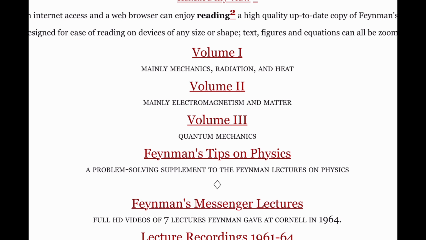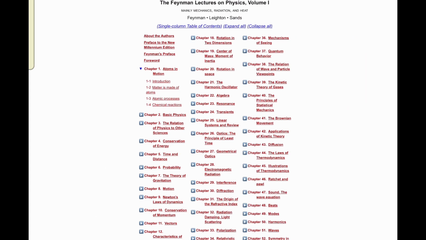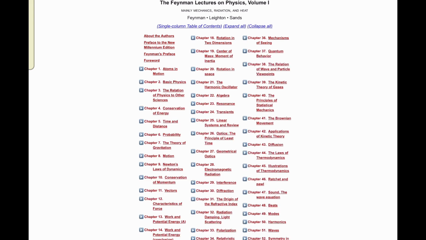So volume 1 has a whole section on mechanics, radiation, and heat. Volume 2 is electromagnetism and some points on matter. And volume 3 is all of quantum mechanics. So let's open up just one of these to take a look. I'm going to click on volume 1. And if you click expand all, collapse all, you can see all the little chapters here.